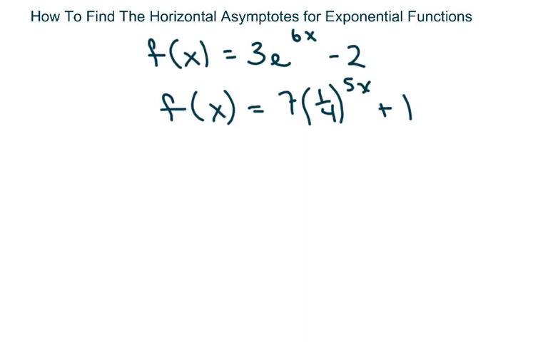Hi everyone, we're going to find the horizontal asymptotes for these two exponential functions. This one's exponential growth. This one's exponential decay, basically because of the 1/4 means it's decay.